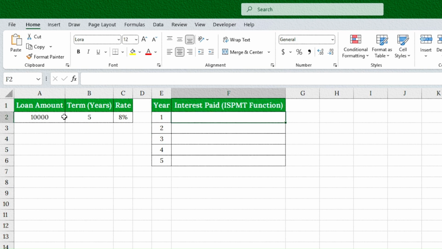Let's say you've taken a $10,000 loan for 5 years at an annual interest rate of 8%. You're repaying it with equal principal payments every year. Now we want to know how much interest you'll pay each year. Here's how to do it using the ISPMT function. First, click on a blank cell. Type this formula.